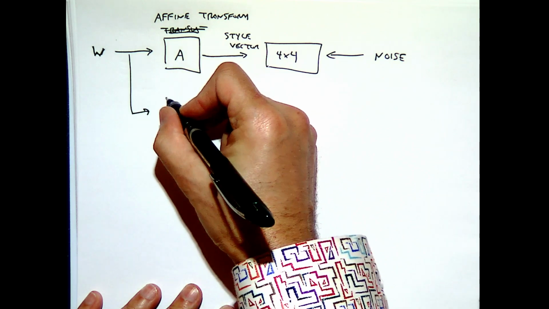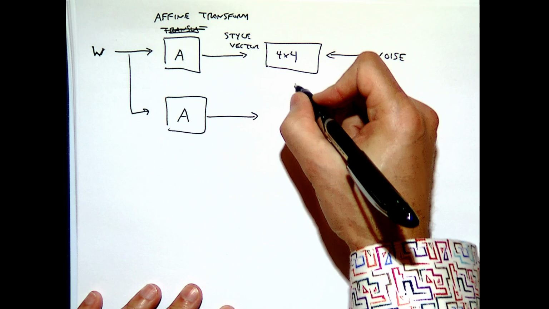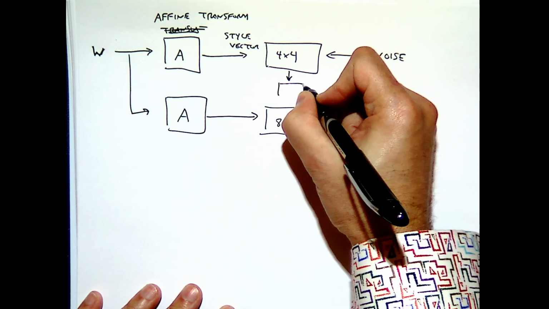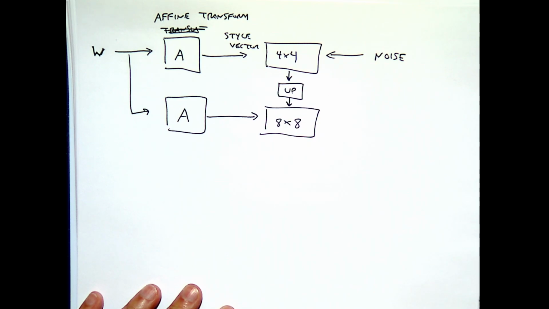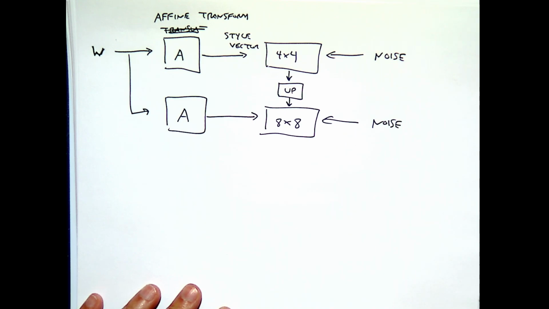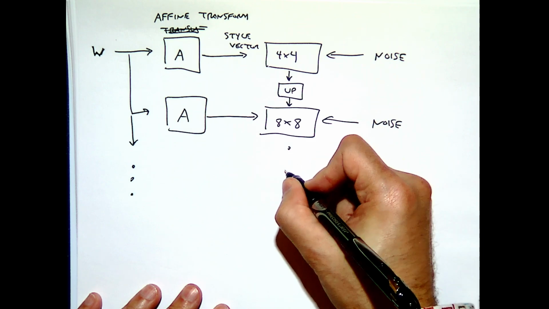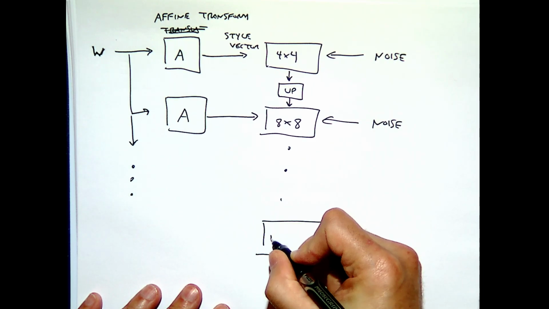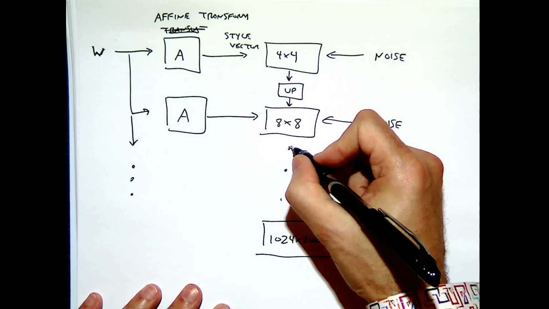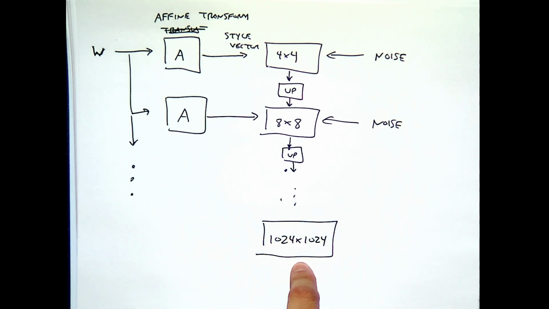And then I do the same thing. I have another affine transform that goes into an 8x8 block. And also, this 4x4 thing gets upsampled here. And I add more noise here. So I'm just trying to sketch how I transform this program structure into something that eventually is creating a 1024 by 1024 image, right? So I keep on basically upsampling what I get until I come out of here.